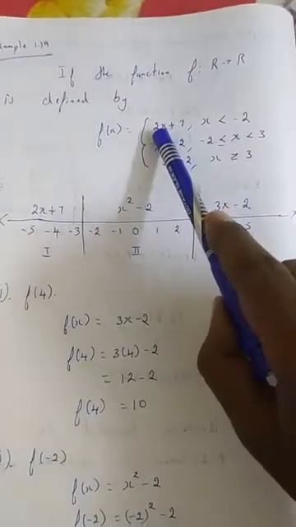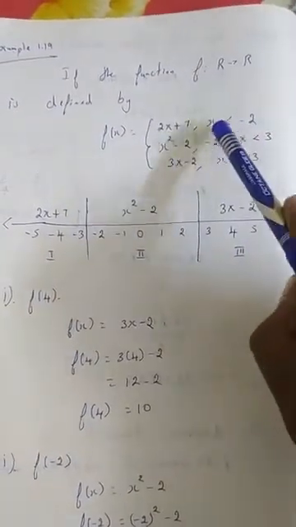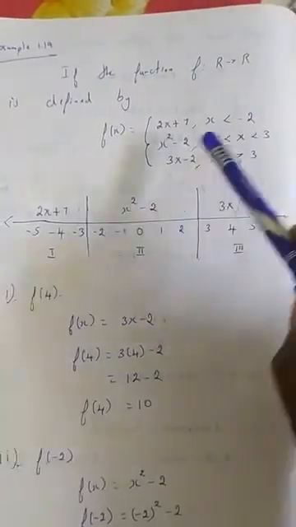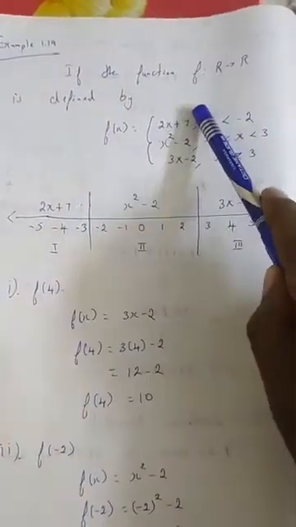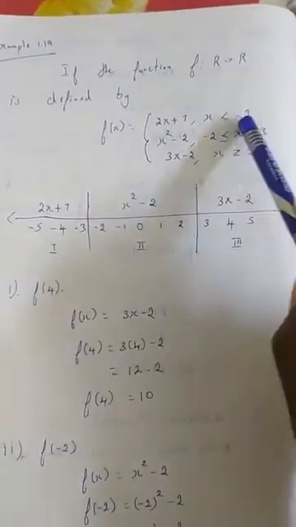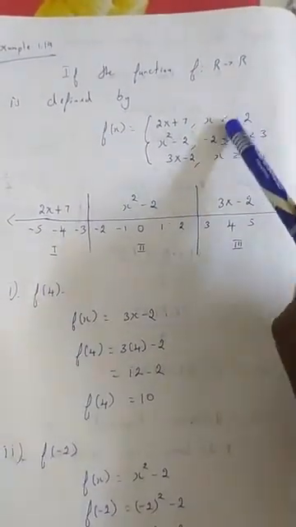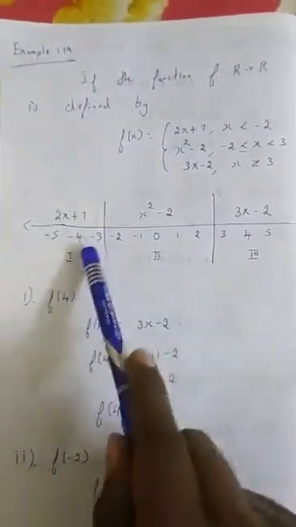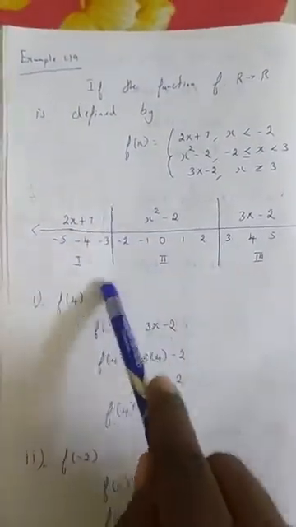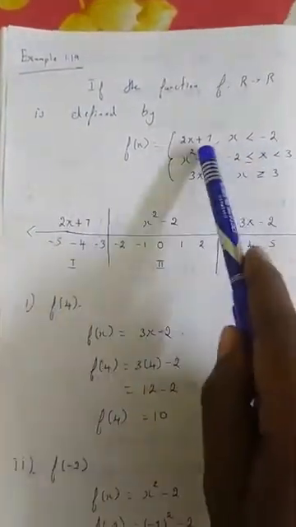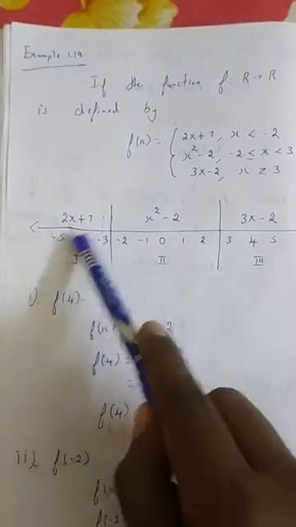Let's look at the first one. 2x plus 7, x less than minus 2, which means this is f of x for all the values less than minus 2. Less than minus 2 means it is not less than or equal to, so we should not consider this minus 2. So less than minus 2 means minus 3, minus 4, minus 5, this one. So split here. This is the first interval. So 2x plus 7 is the equation for this interval.